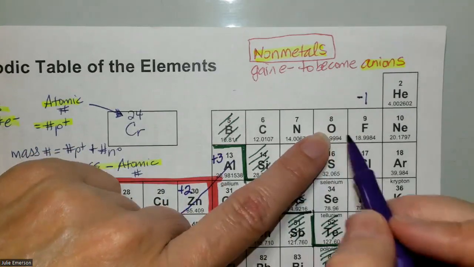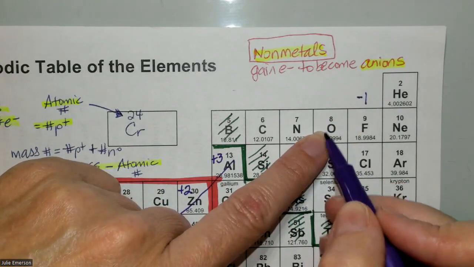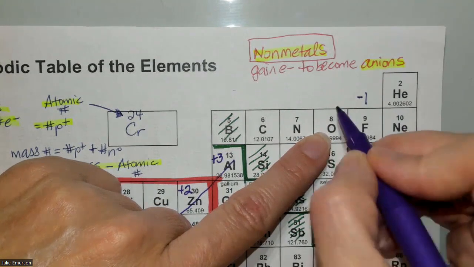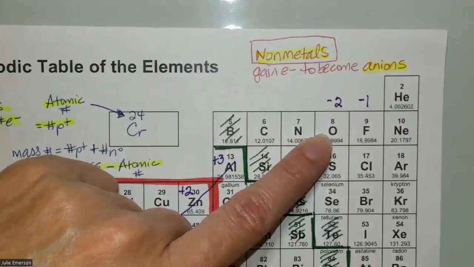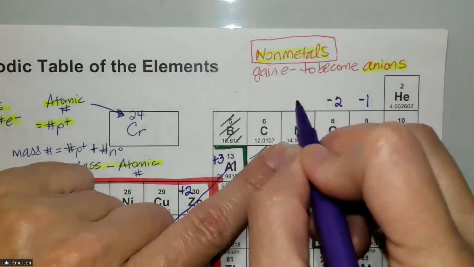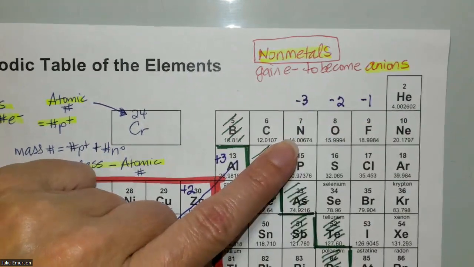The oxygen family, they all have 6 valence electrons. So they want to pick up 2 to get to the noble gas structure of 8. So oxygen family, we predict -2. Nitrogen family, you can see the pattern is going to be -3.